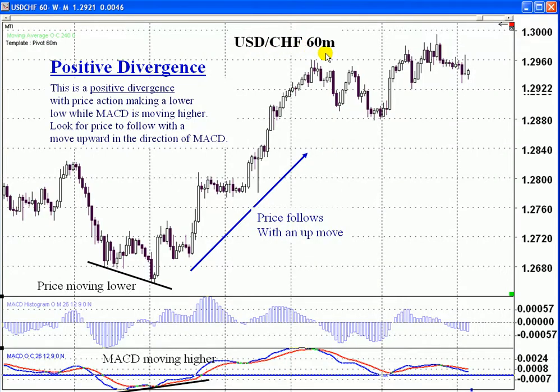Now we're looking at a 60-minute chart. We see price moving lower, and MACD comes down here and makes a low. We have a retracement, and price makes a spike lower below the previous lows, but MACD is moving higher at this stage, and therefore leading a potential up move, because price could conceivably continue down. But as MACD is moving up, we see that there is a momentum shift that is occurring here.